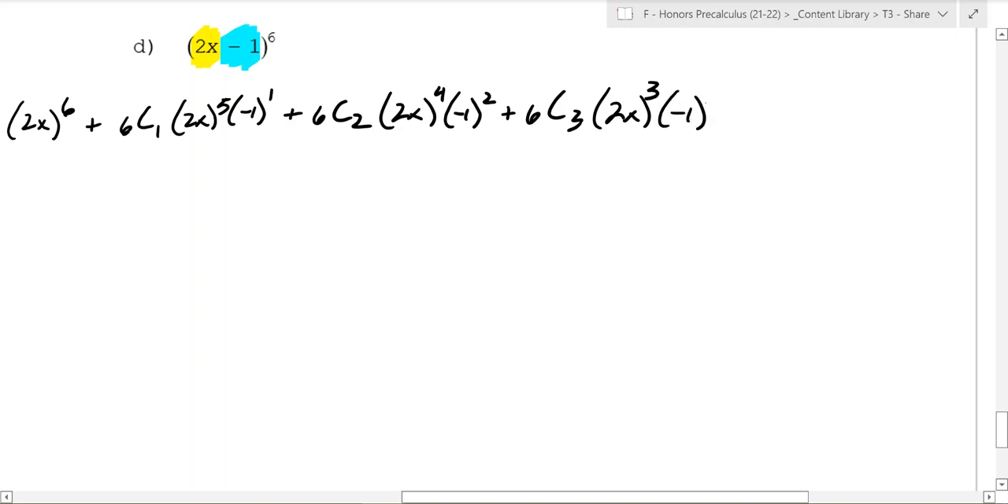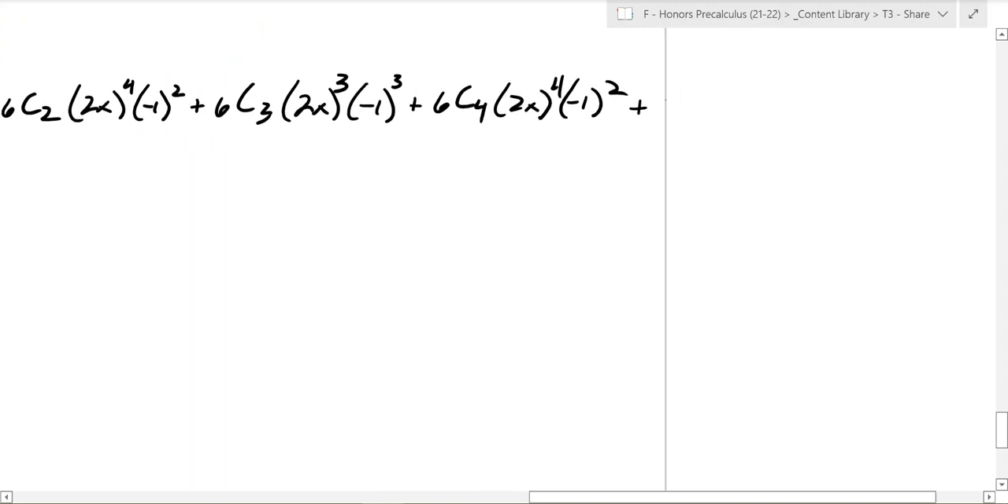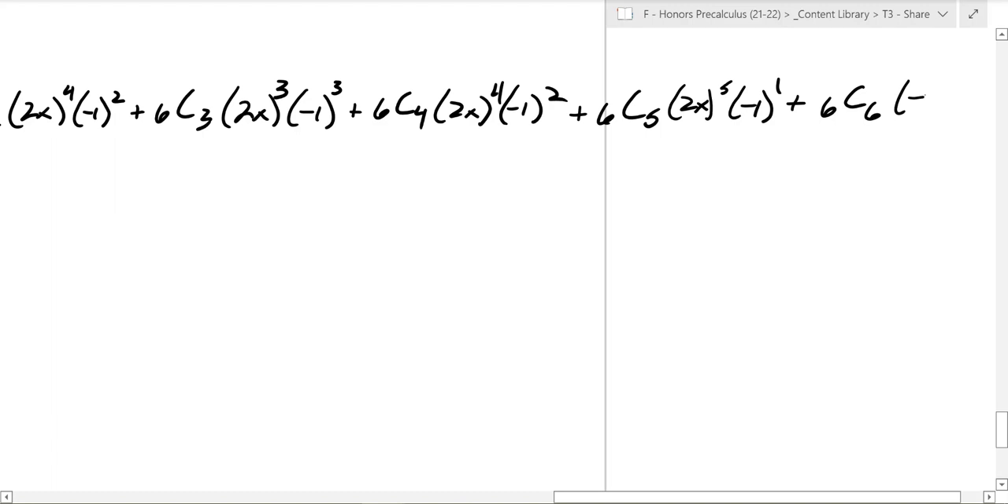And then you're going to have negative 1 to the 3rd power, and then you're going to have 6 choose 4, and then 2x to the 4th, and then negative 1 squared, and then you're going to have 6 choose 5, and then 2x to the 5th right here, and negative 1 to the 1st, and then you're just going to have 6 choose 6, and then negative 1 to the 6th.